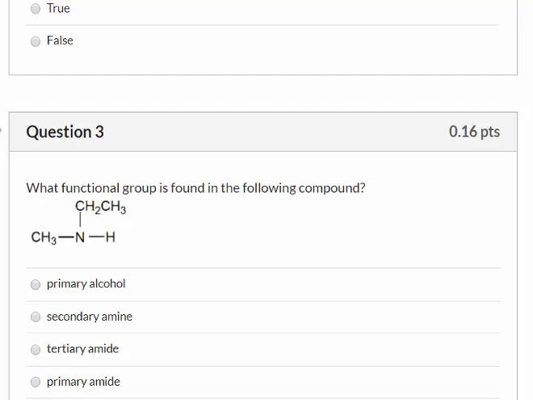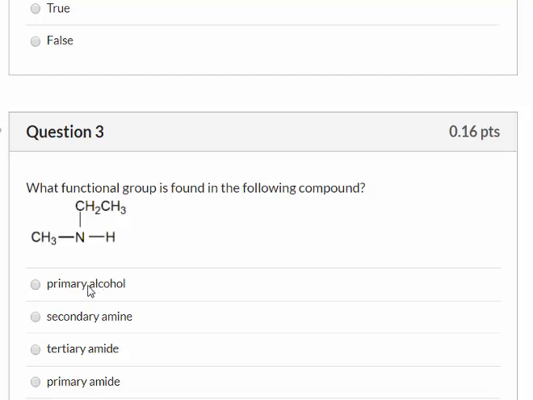Okay, so what is a functional group here? Well, the only atom that isn't carbon or hydrogen is nitrogen. So based on the functional groups we've seen in this class, that would narrow it down to either an amine or an amide. To be an amide, the nitrogen would have to be somewhere near a carbon that had an oxygen on it, but there's no oxygen anywhere around here.